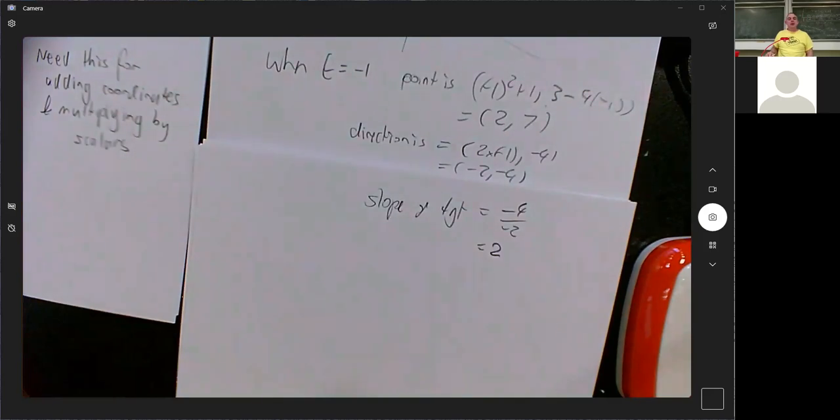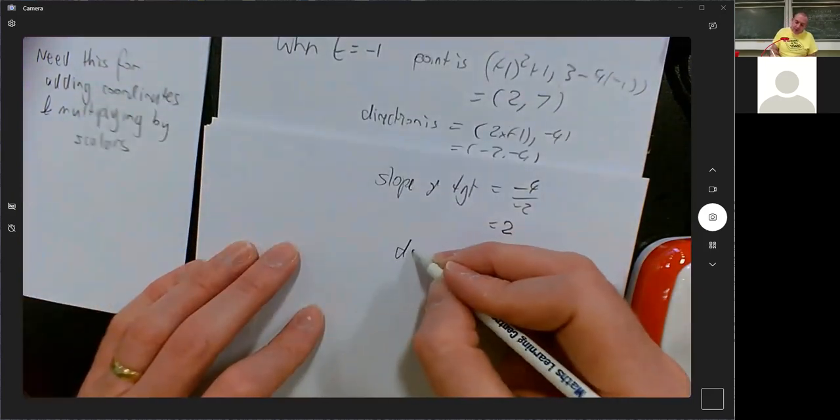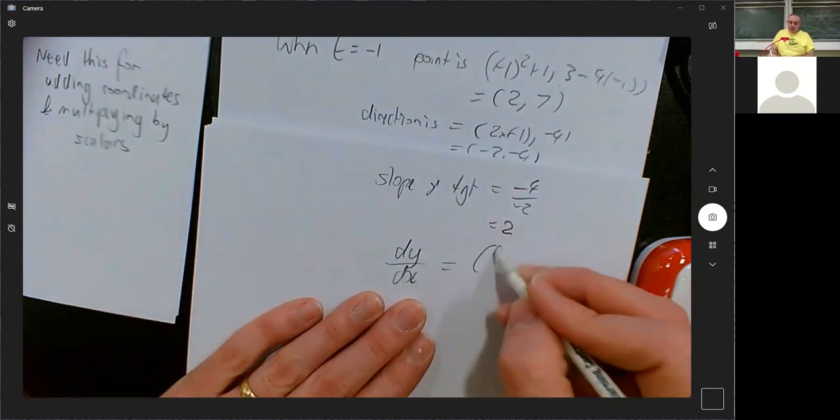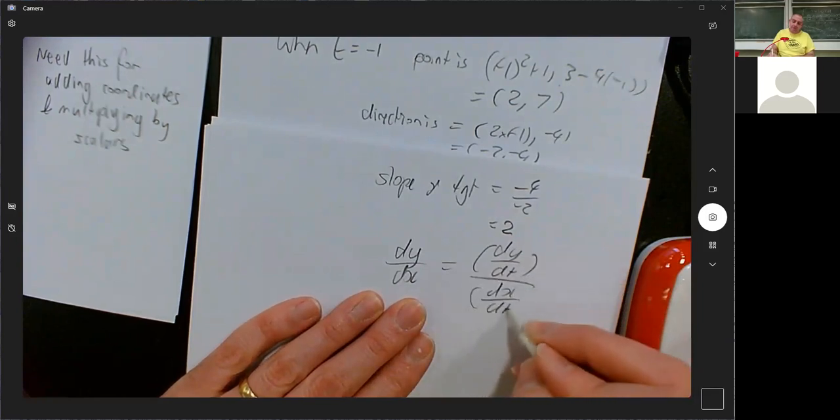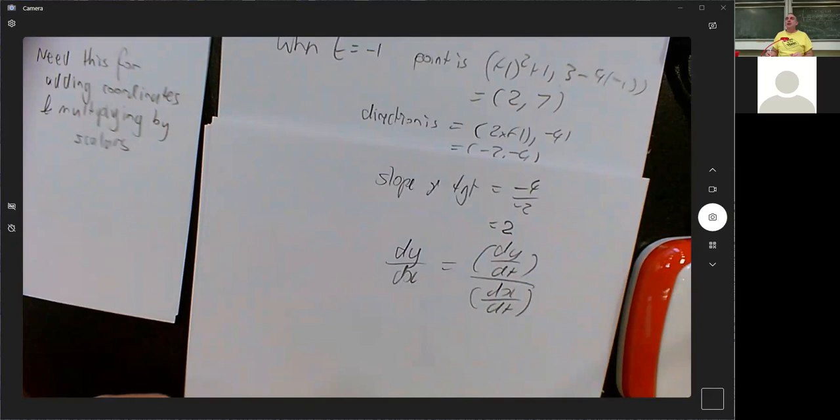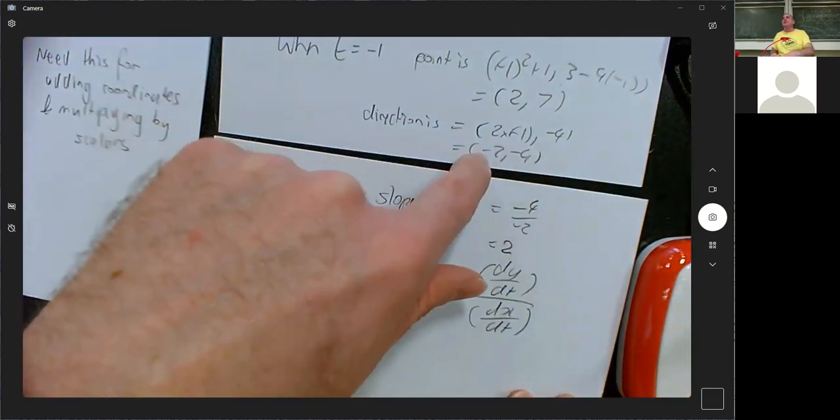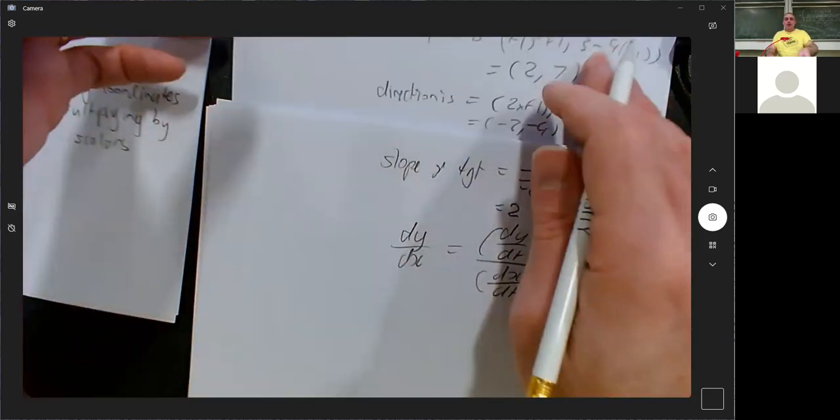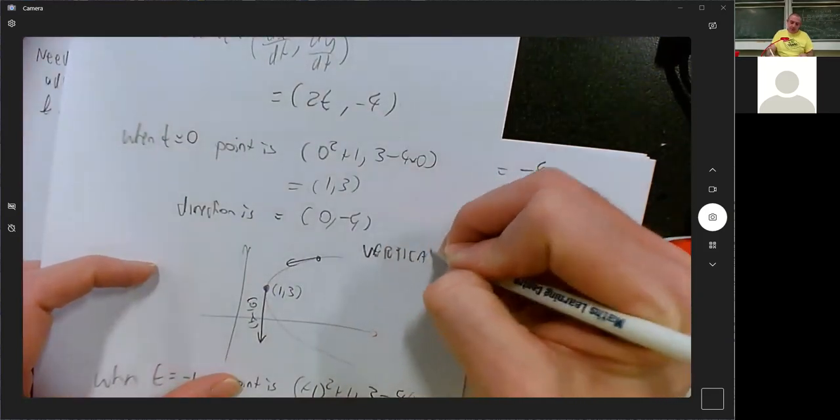And just pointing something out, dy on dx, which is the slope of the tangent, is dy on dt divided by dx on dt. That's how they're doing it. And which is what the coordinates of this was. That's dy on dt and that's dx on dt. I'm just going to add one thing here. This is a vertical tangent.